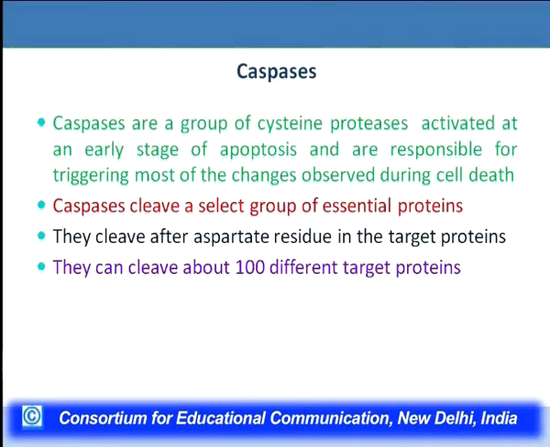These caspases basically cut the protein after an aspartate residue. That is the peculiarity or specificity of caspases, that they will cleave a protein but only after the aspartate residue present in the target site. Now this family of caspases can cleave about 100 different target proteins in the organism in which they are found.